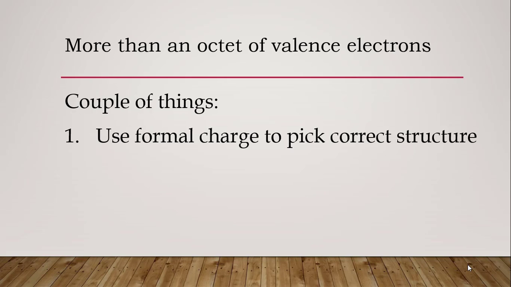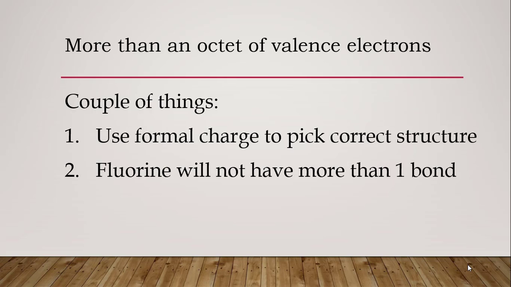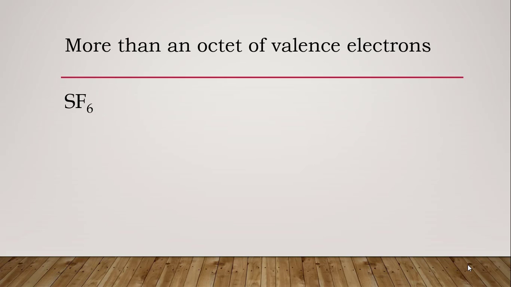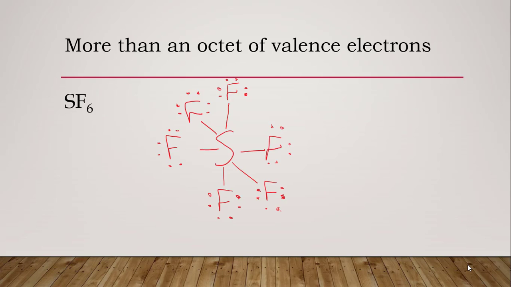Now there are a couple of things to note here. As I said, you may need to use a formal charge to pick the correct structure. It turns out fluorine will never have more than 1 bond, and the reason for that is the element that is going to have the expanded octet must be in period 3 or higher to have an expanded octet. Fluorine is in period 2, so it cannot. So I want you to do the Lewis diagram for sulfur hexafluoride. Go. And this is the correct structure.